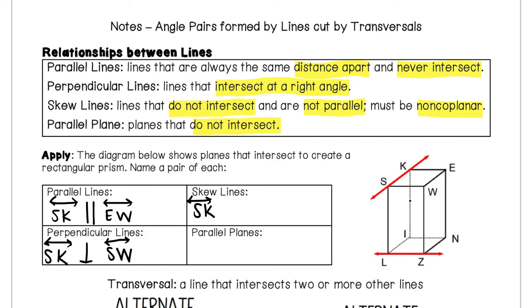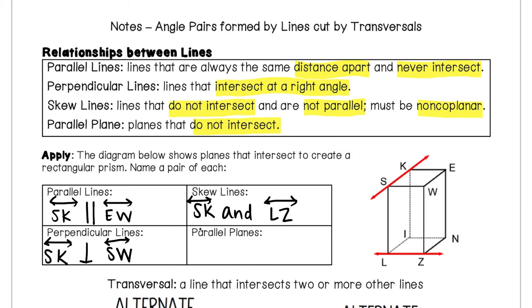We actually need to look at either this, if you want to think of it as the front of the cube or the bottom of the cube, this line LZ, this other red line. That's going to be a line that is skew to line SK because it is never going to intersect with it, and it's not parallel to it, and it's not coplanar with SK. So they're on completely different planes. So another line that might be skew to this could be line IN in the back there. We couldn't say line NZ because that would be parallel to line SK.